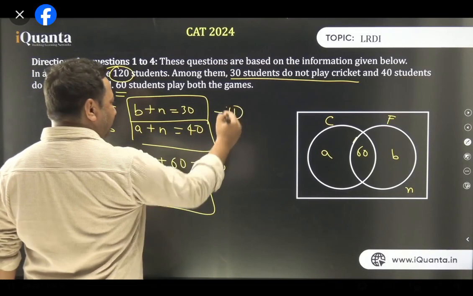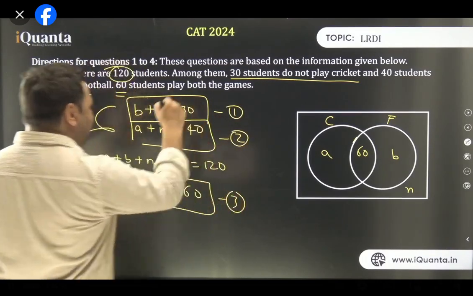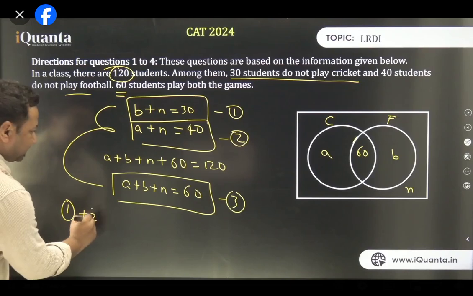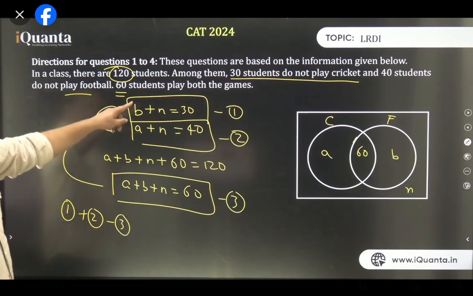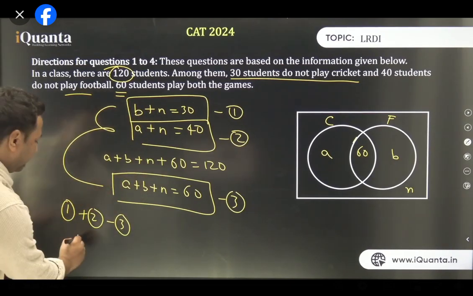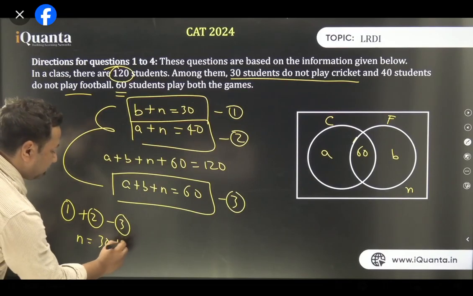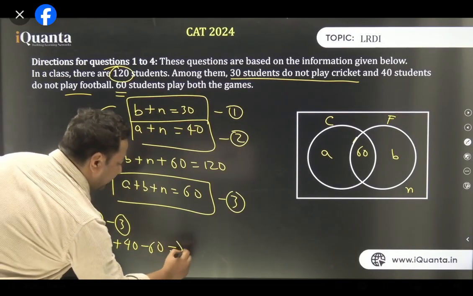Let this be equation number 1, let this be equation number 2, let this be equation number 3. So if I add 1 and 2, and then subtract 3 from it, what will I get? A plus B plus 2n, minus A plus B plus n, I'll get only n, that will be equal to 30 plus 40 minus 60, which means the value of n is equal to 10.